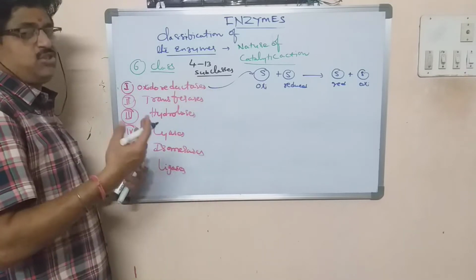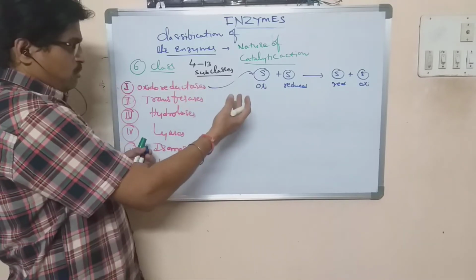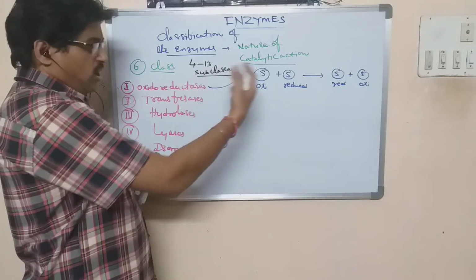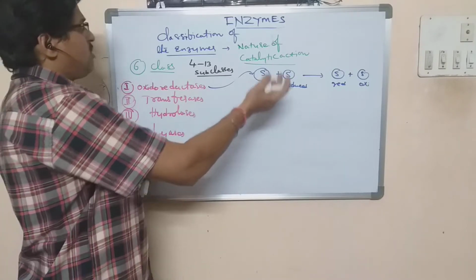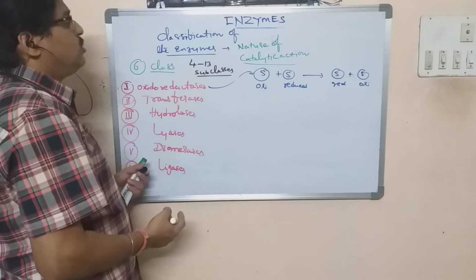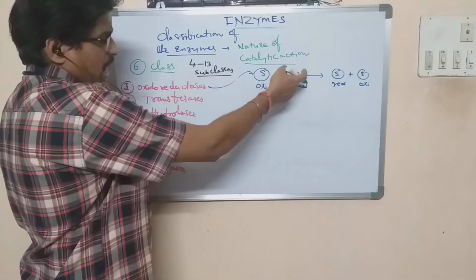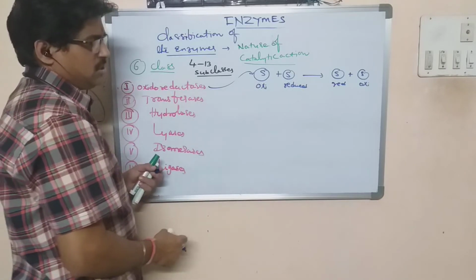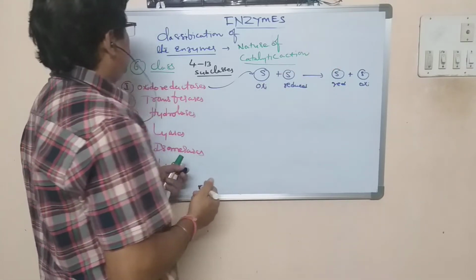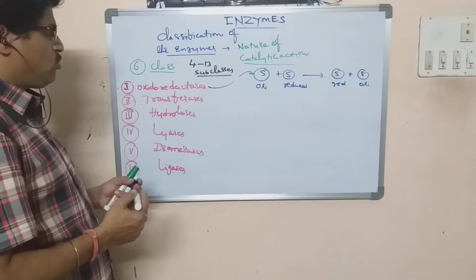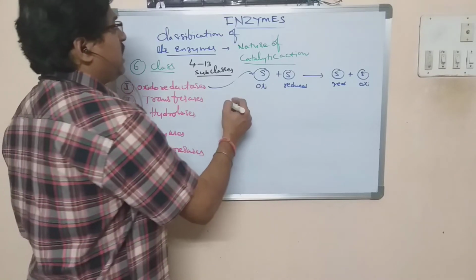You know very well that oxidation means addition of oxygen, or removal of hydrogen, or removal of electrons. Reduction means the addition of hydrogens in this case. So in this way, the oxidoreductase reactions take place.